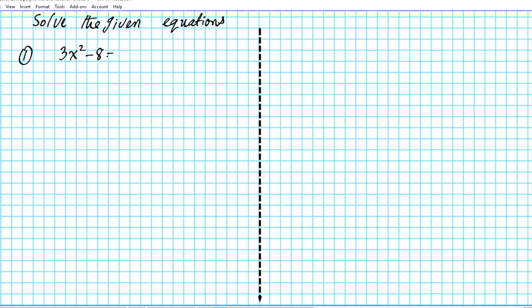minus 8 equals 0. Alright, so the first thing we're going to do whenever we want to solve binomial equations is we want to ask ourselves, is there a greatest common factor that can be factored out from both terms? Okay, so is there a greatest common factor that can be factored out here? Clearly we can see that there is no common factor in these two terms that we can factor out, so we're just going to go ahead and solve.